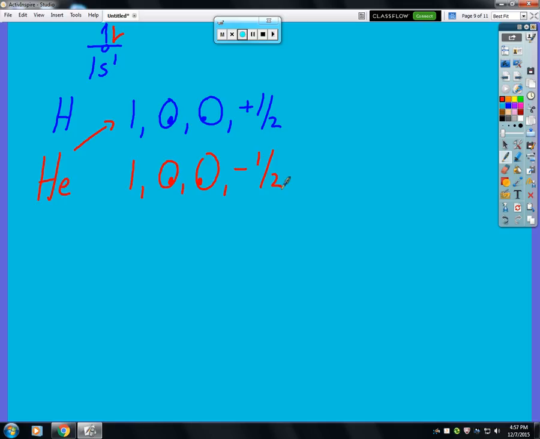So the first electron in helium is the blue one, and the second one is the red one. All right. What would the next electron be, and what would the quantum numbers be for lithium?